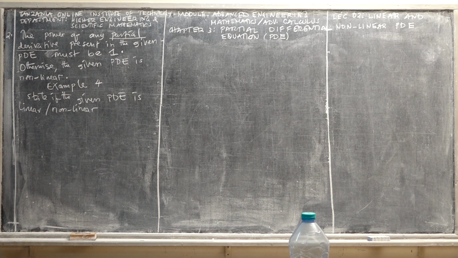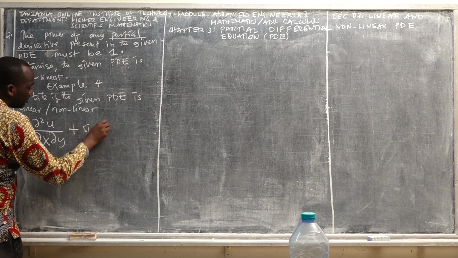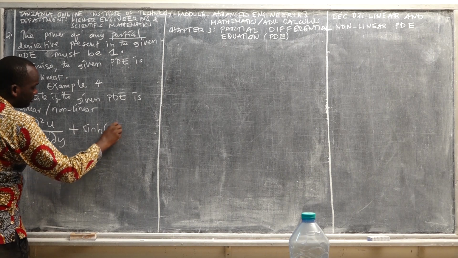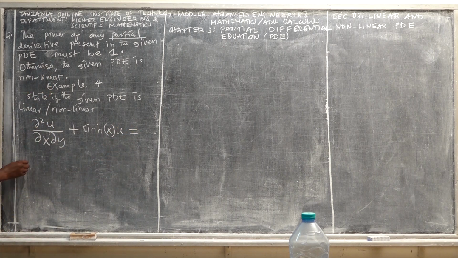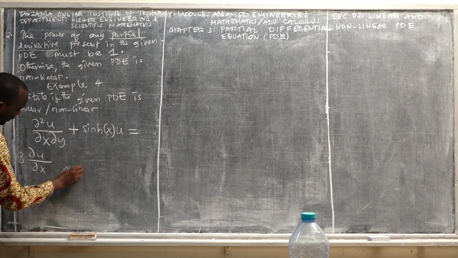So what is that partial differential equation? So you say that this one, partial derivative of u with respect to x with respect to y, then plus sinh of x, then you have u is equal to the first derivative of u with respect to x. So this is 3. You got that one. Solution. Let us solve.